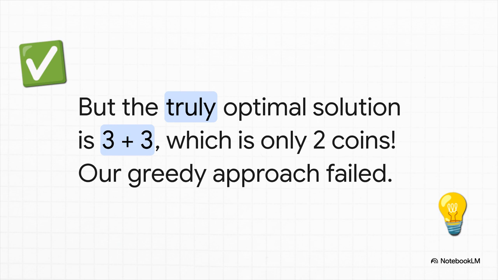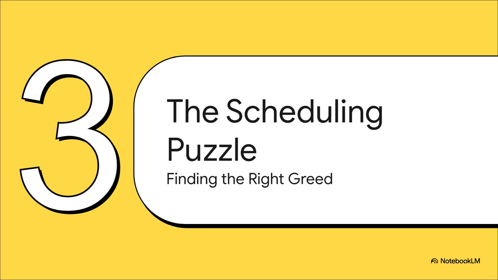This is a classic counterexample. It proves that our greedy strategy failed. The locally optimal choice of grabbing that 4-cent coin first actually blocked us from finding the true, globally optimal solution. So the big lesson here is that the greedy idea itself isn't broken, but our specific greedy choice, take the biggest coin, was flawed. For some problems, we just need to find a smarter, more clever greedy strategy.